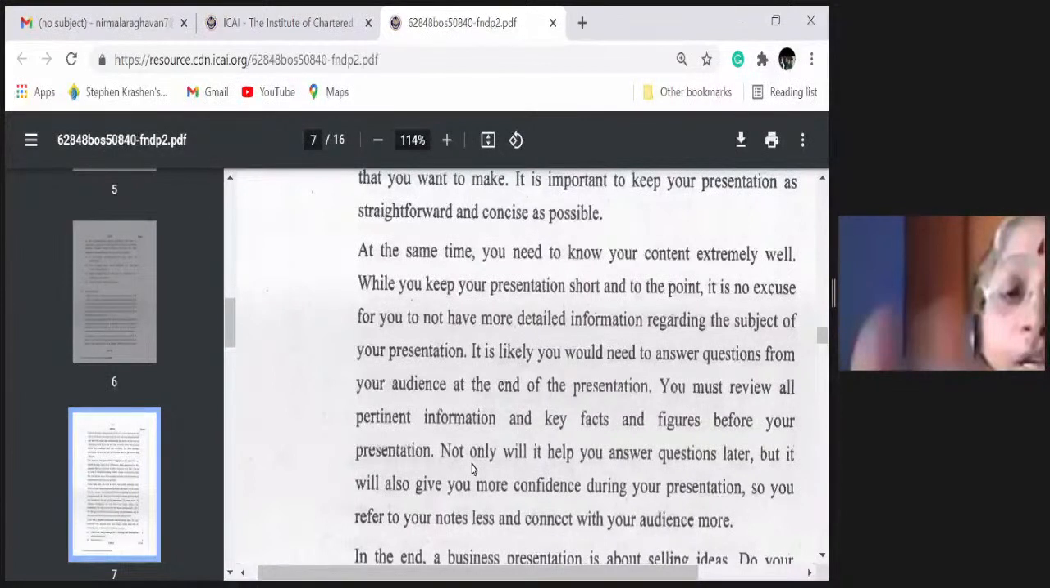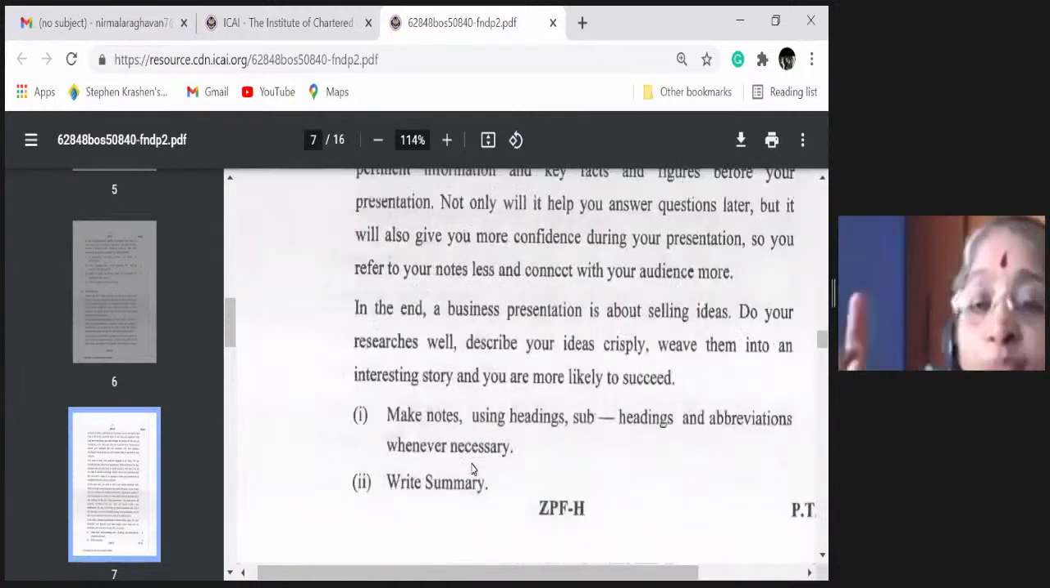In the end, a business presentation is about selling ideas. Do your research as well. Describe your ideas crisply, weave them into an interesting story, and you are more likely to succeed. So your title can be Business Presentation is about selling ideas, or how to sell your ideas with a business presentation. It can be anything.